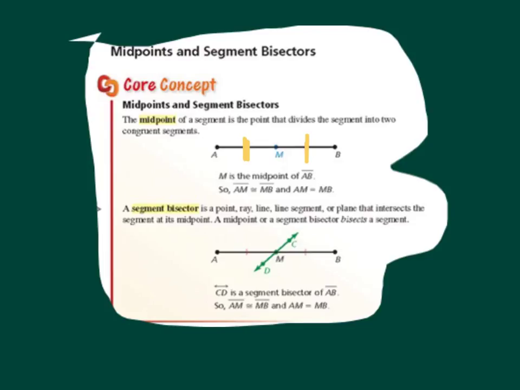And then a segment bisector is exactly what it says. It basically cuts the segment in half. But it can actually be a point, a ray, a line, a line segment, or a plane. And all it does is intersect a segment. So if this line cuts through this DC segment, or this M, basically would cut AB in half. So this would be congruent to this.